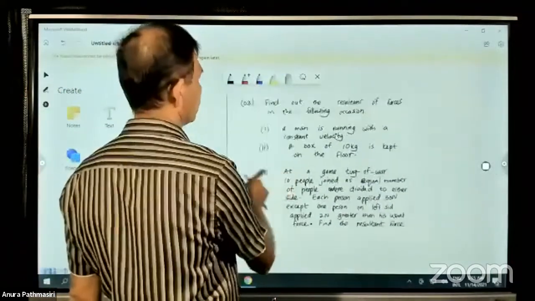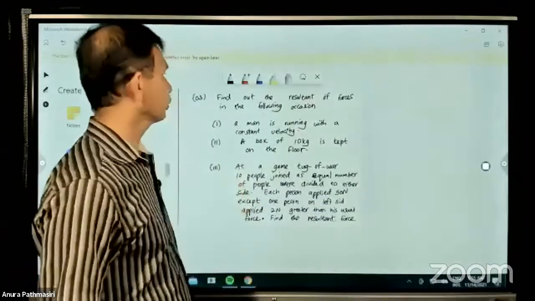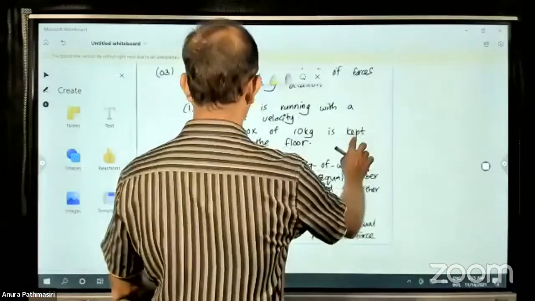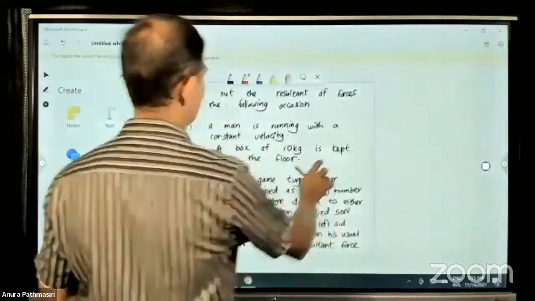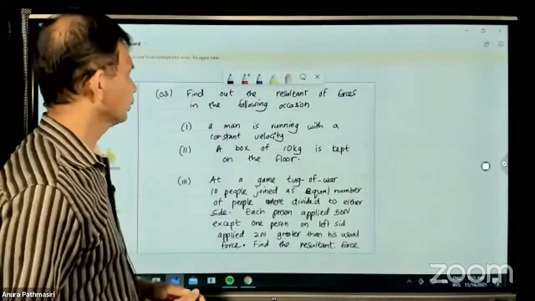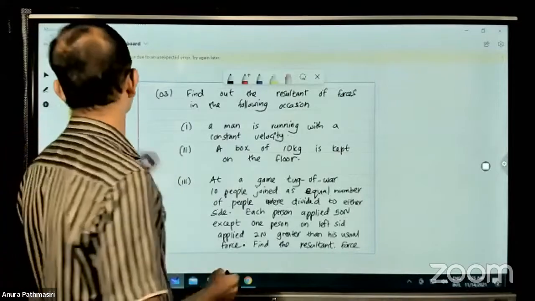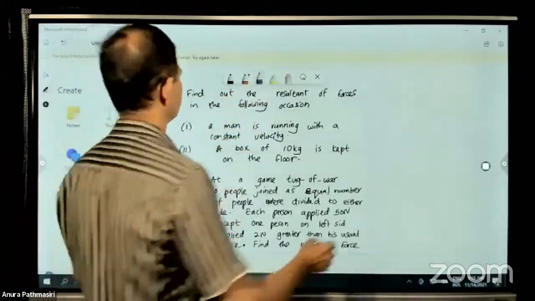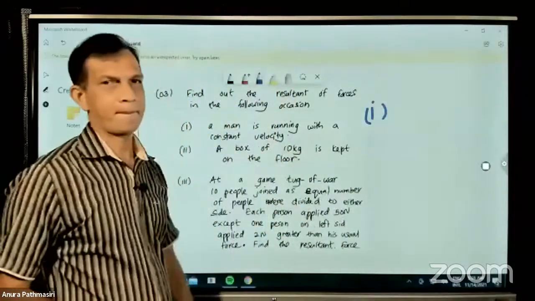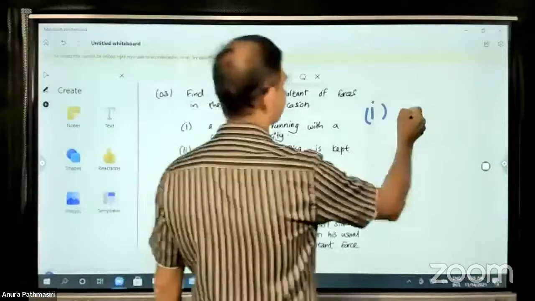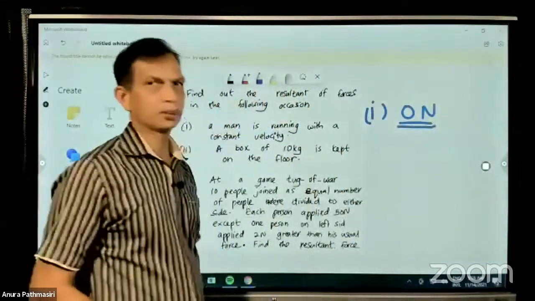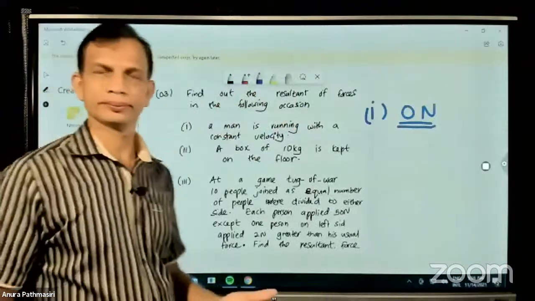Find out the resultant of forces in the following occasion. Number one, a man is running with a constant velocity. මට කියන්න ඒකේ resultant force එක කීයද? 0 newtons. Constant velocity එකකින් යනකොට ඒකේ resultant force එක 0.